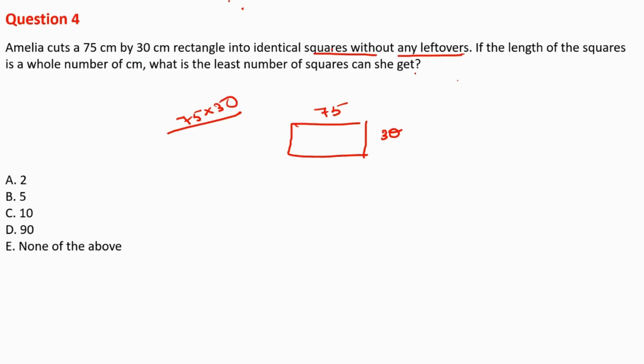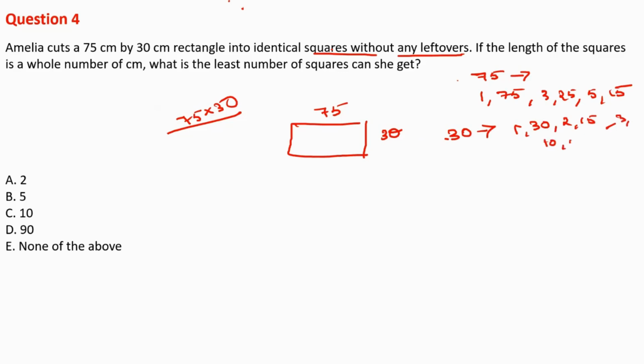So the whole figure is divided into small identical squares, and there is no leftover after being divided. If the length of the square is a whole number, the length of the square has to be a whole number. It cannot be in decimals or something. What is the least number of squares she can get? 75 and 30. What are the factors of 75? 75 factors are 1, 75, 3, 25, 5, and 15. Similarly, the factors of 30 are 1, 30, 2, 15, 3, 10, 5, and 6.